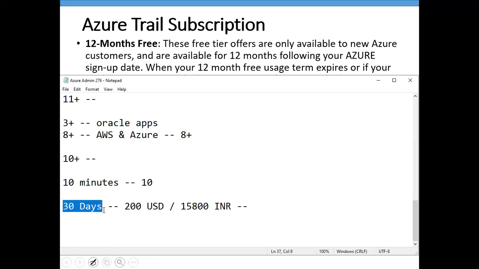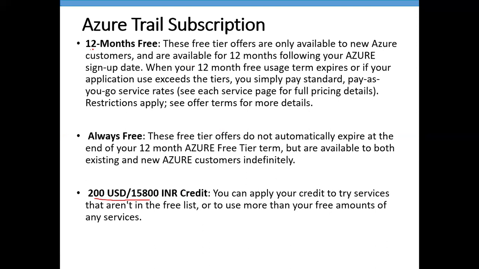Then after 30 days, how can you practice? Don't worry. After 30 days, Azure is giving us 12 months free, and some of the services they are giving us always free also. 12 months free means that particular service will be free for 12 months, not all Azure services.